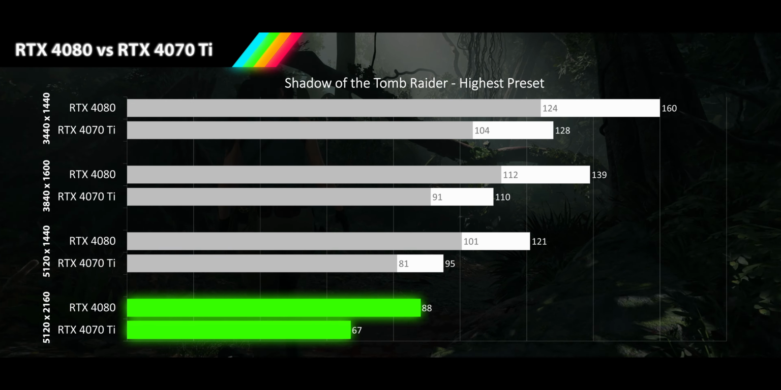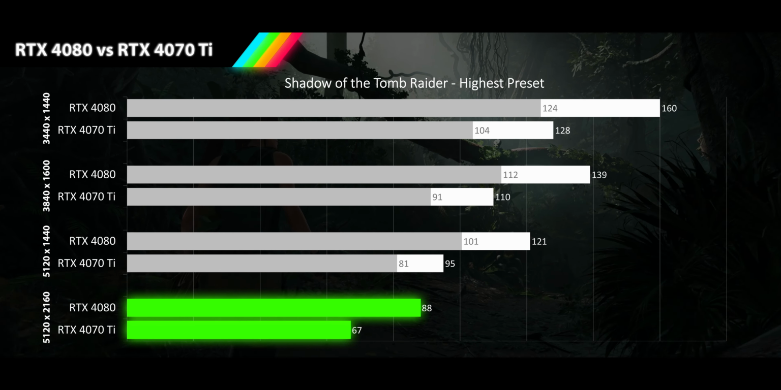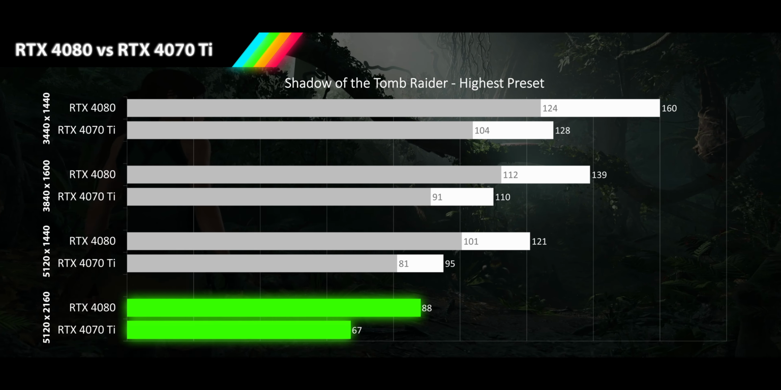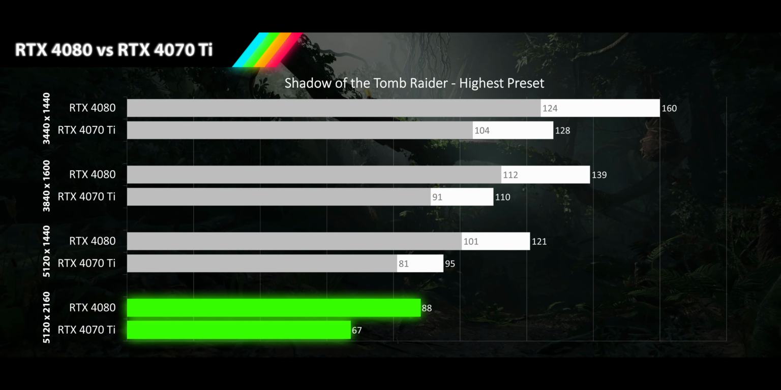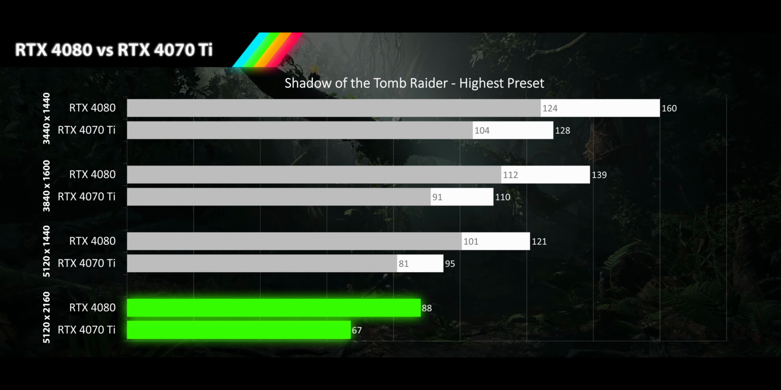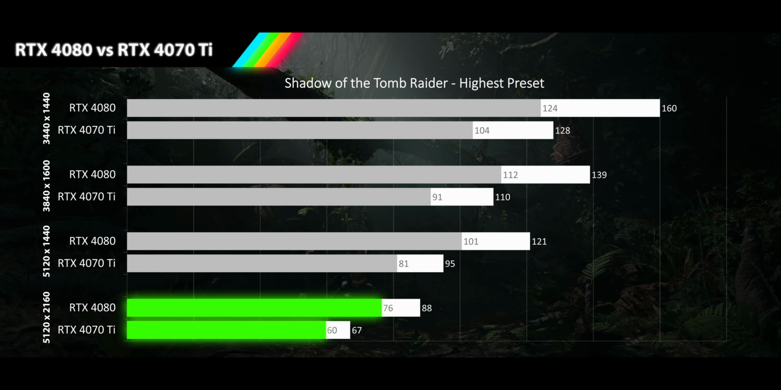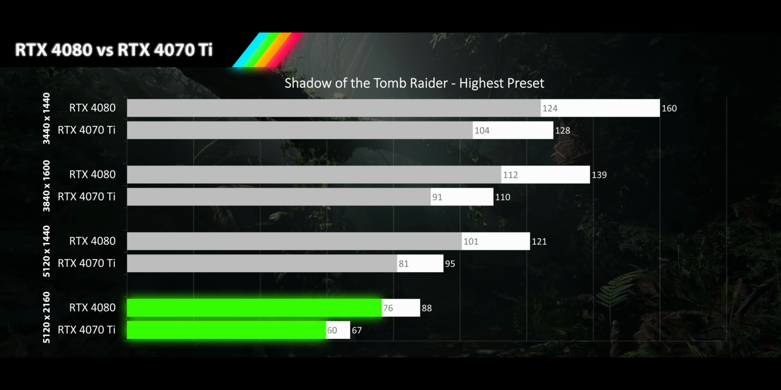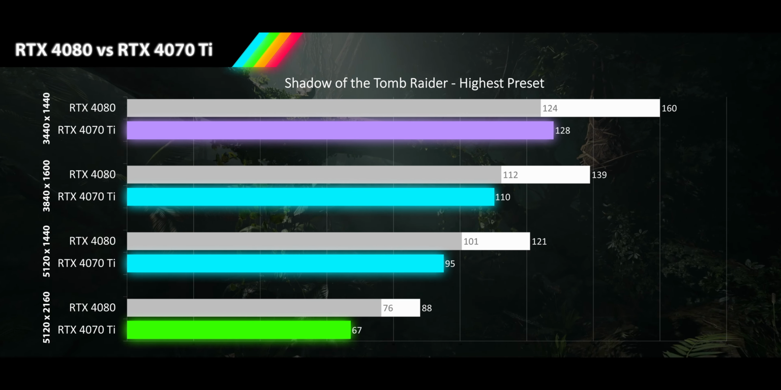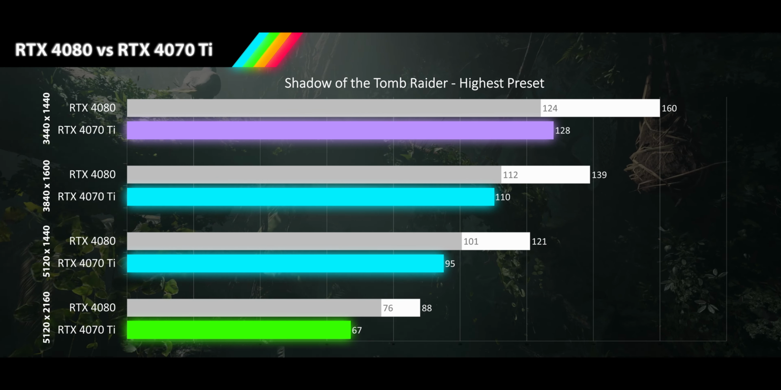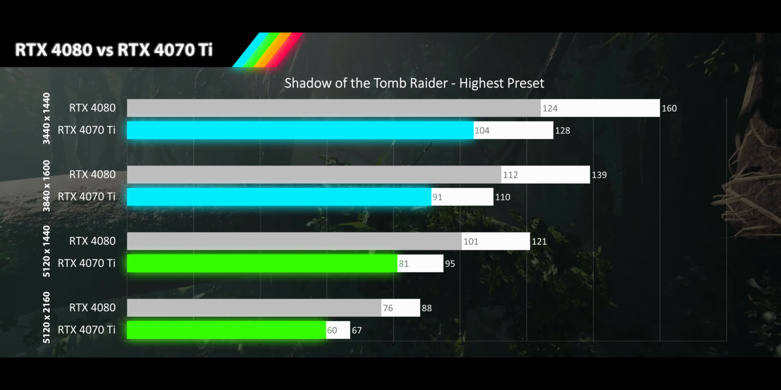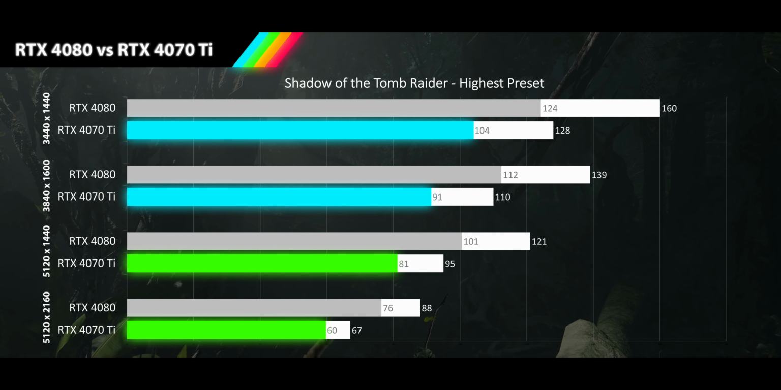Even on our resolution king, we see both cards keeping everything above 60, with the 4080 delivering 88 FPS, 31% faster than the 67 FPS of the 4070 Ti, and the 1% low difference is now 28%. Again, in Shadow of the Tomb Raider, the 4070 Ti proves to be all the card you need, keeping even its 1% low above 60 at all resolutions.